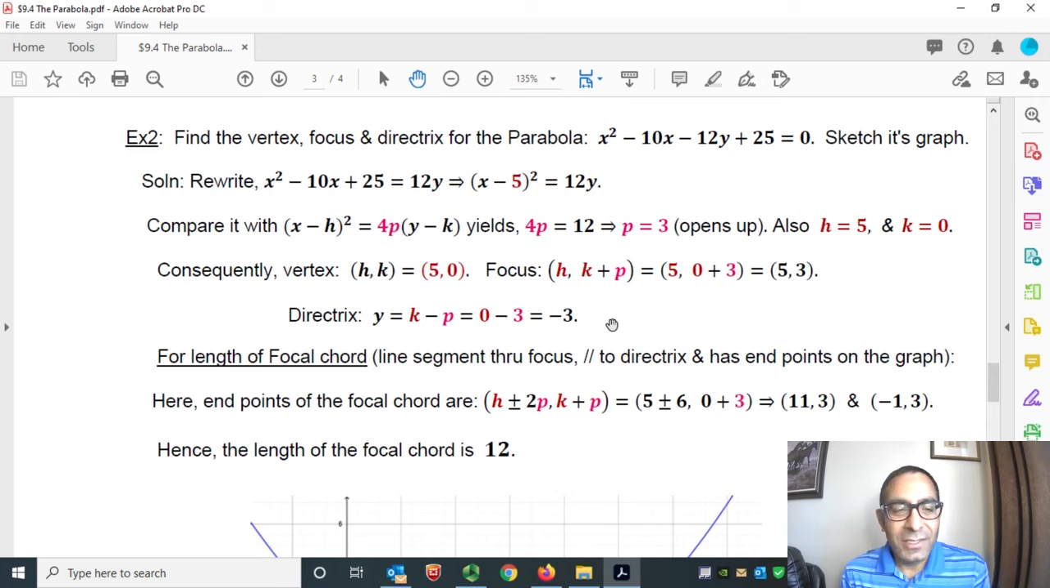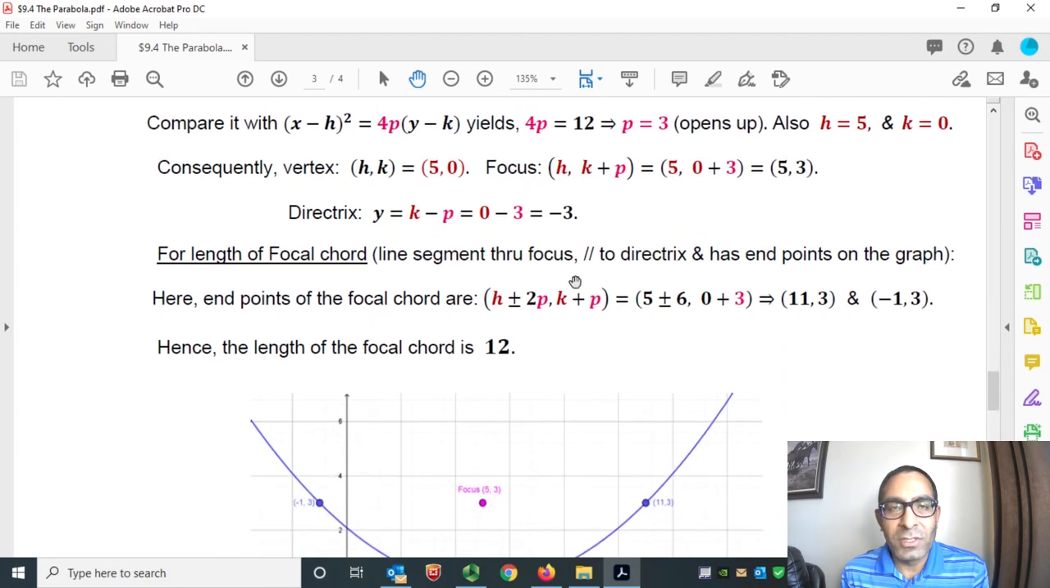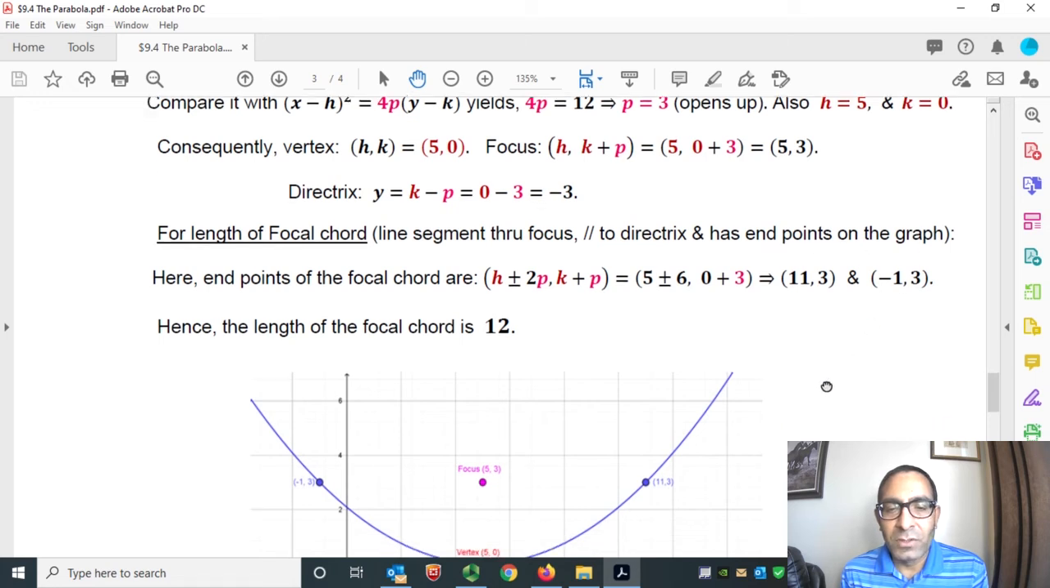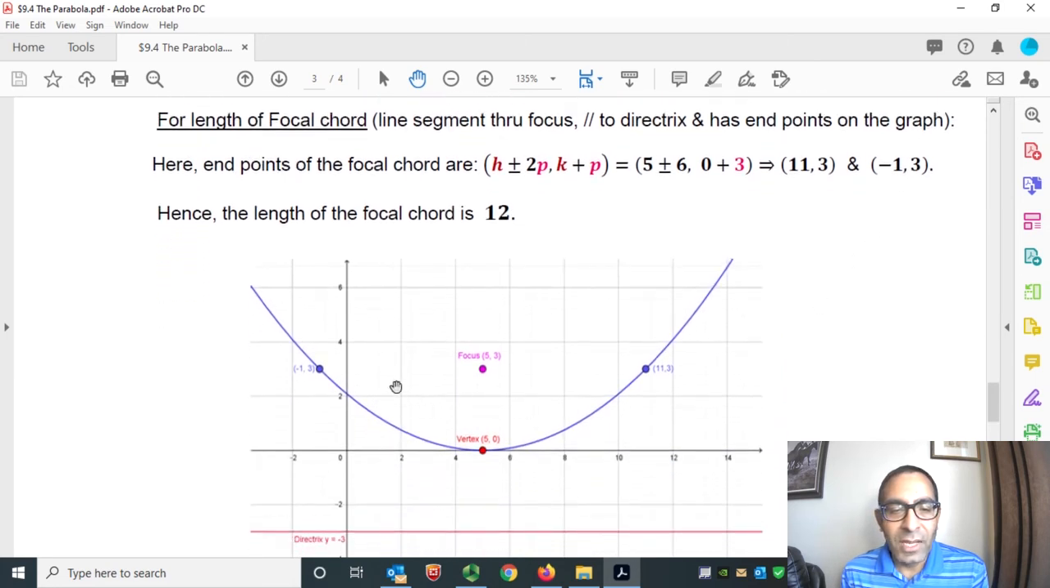So next, for the length of the focal chord, by the way, the focal chord is the line segment through the focus parallel to the directrix and has endpoints on the graph. So for example, in the graph here, I'm talking about the line here, which passes through the focus parallel to the directrix, and the endpoints of the focal chord lie on the graph here. So I'm talking about the line here. I hope you are following me here.